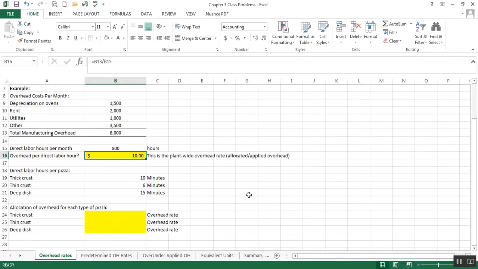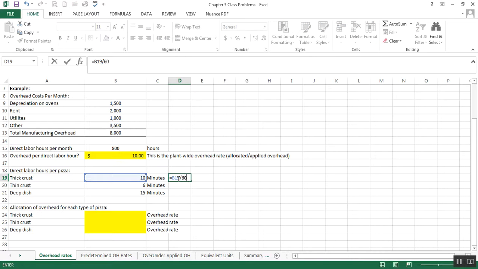Okay? Now, same example, this is a pizza company. They make three different types of pizza. They have thick crust, thin crust, and deep dish. If they want to come up with allocation rates based on the different type of pizza as opposed to a plant-wide allocation rate, they would have to look at the amount of labor hours that are spent on each type of pizza. So this is in minutes, so we're going to have to translate that over into hours. So 10 divided by 60 is 0.16 hours. 6 divided by 60 is 0.1 hours. And 15 divided by 60 is 0.25 hours. So this is hours. Okay?